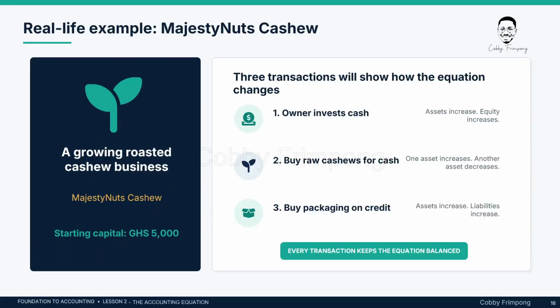Let us use Majesty Nuts Cashew as a simple business story. The owner starts the business by investing 5,000 Ghana cedis. The business then buys raw cashews for cash and later buys packaging materials on credit. These transactions will show how the accounting equation changes while remaining balanced.